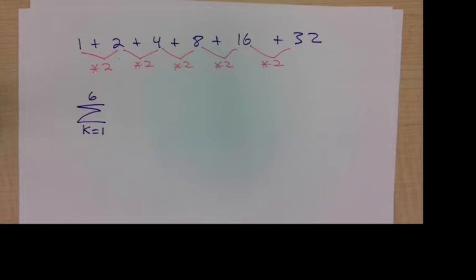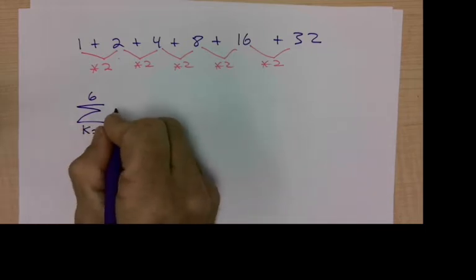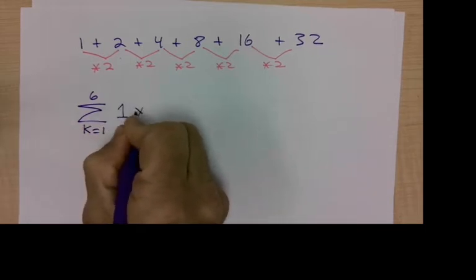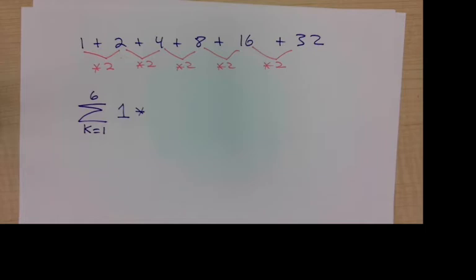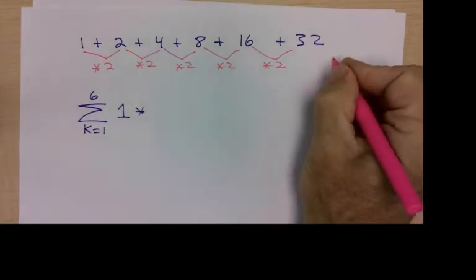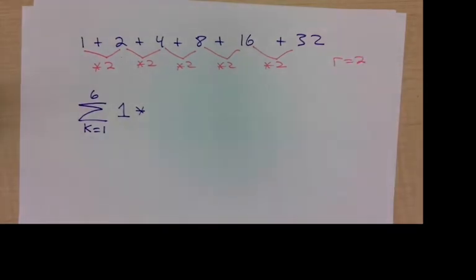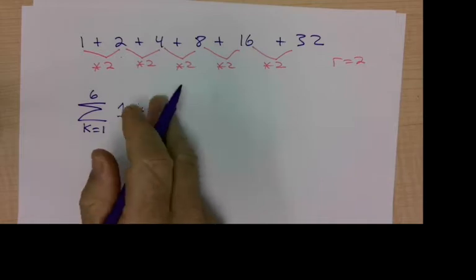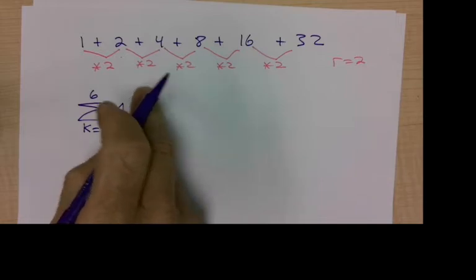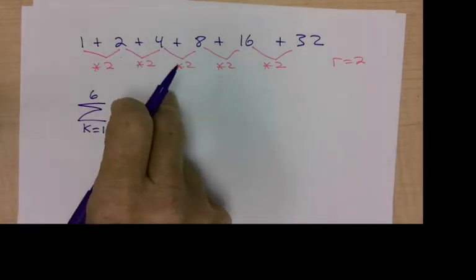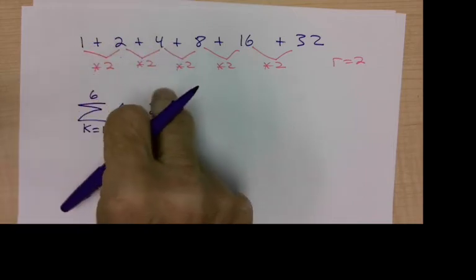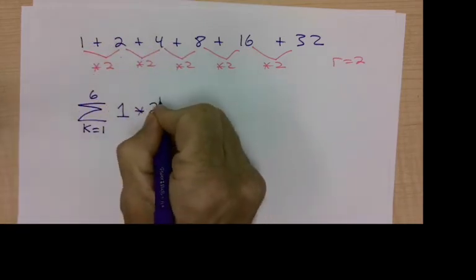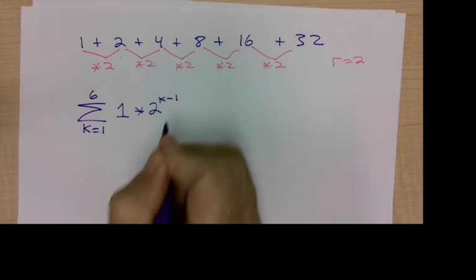Now my first term has got to be 1, so we'll put a 1 in there, multiplied by the common ratio, and we use the letter r for the ratio. In this case, my common ratio is 2. So it'll be 1 times 2 to what power? It's got to start at 1, so 2 has got to be raised to some power so that the result is just 1 times 1. And what it'll be is 2 to the k minus 1.